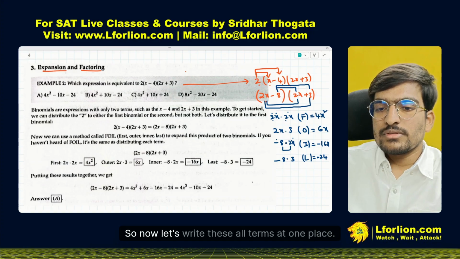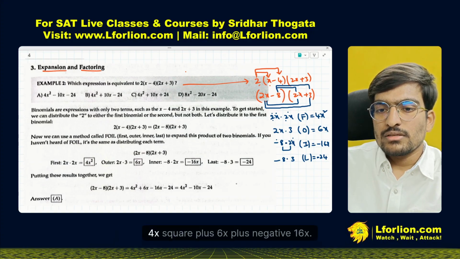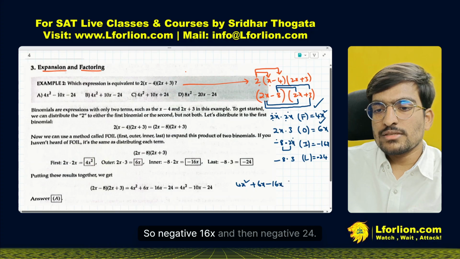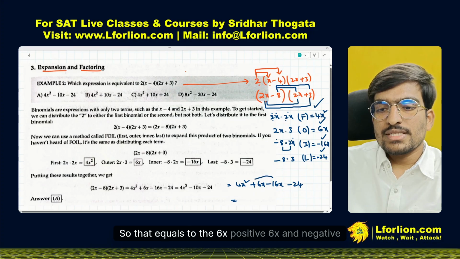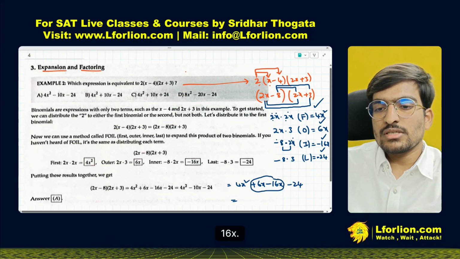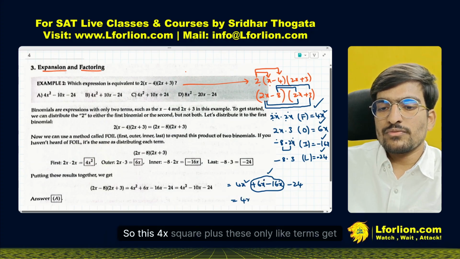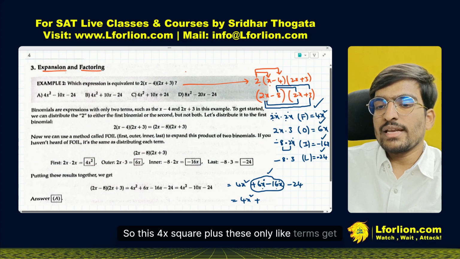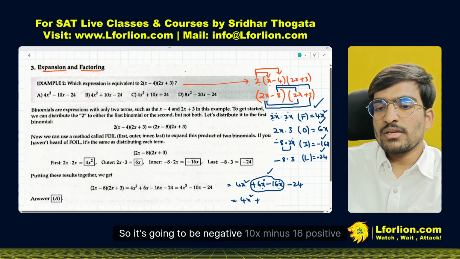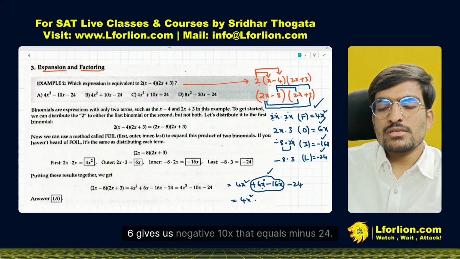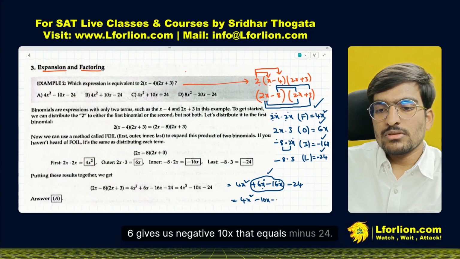So now let's write all these terms in one place. 4x square plus 6x plus negative 16x, and then negative 24. So the positive 6x and negative 16x, you can solve this because they have the same x terms. So the 4x square plus these like terms get solved. It's going to be negative 10x. Negative 16 plus 6 gives us negative 10x, and then minus 24.